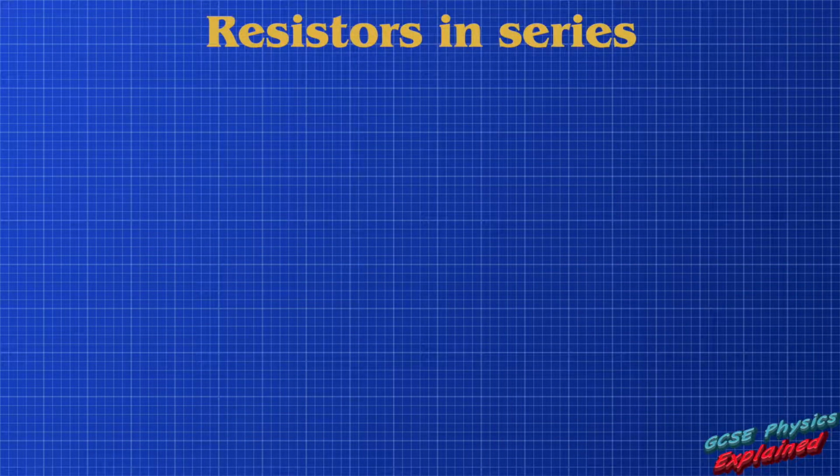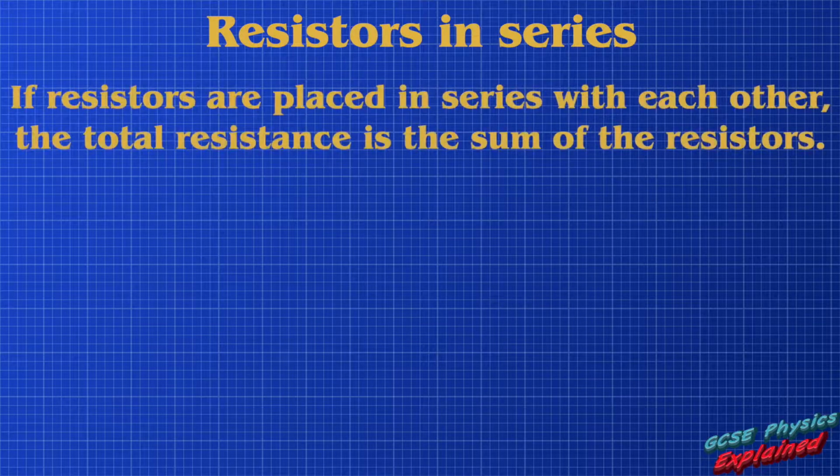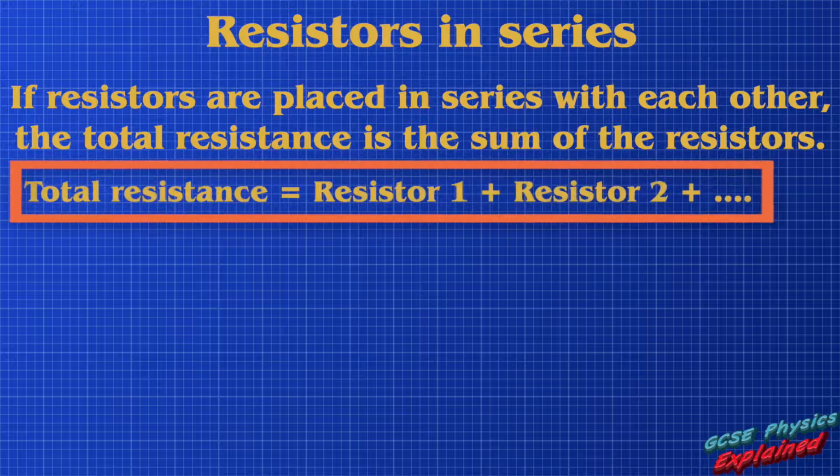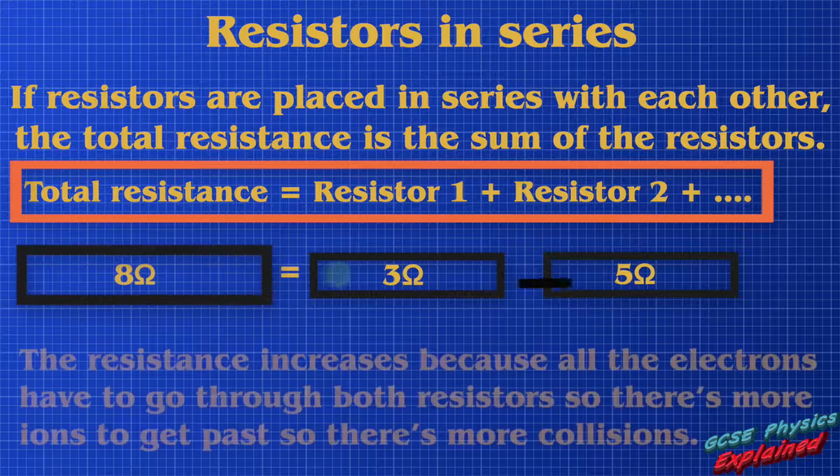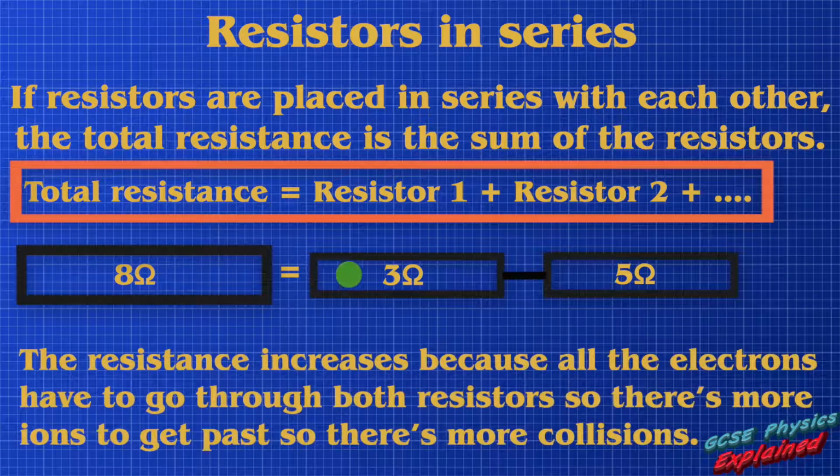Resistors in series. If resistors are placed in series with each other, the total resistance is the sum of the resistors. In other words, just add the resistors together. For example, 3 ohms plus 5 ohms equals 8 ohms. The resistance increases because all the electrons have to go through both resistors so there's more ions to get past, so there's more collisions.